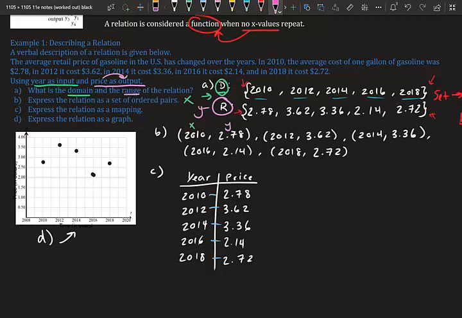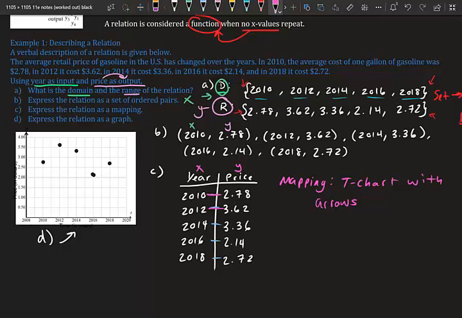To express this relation as a mapping, so part C, mapping is a T-chart. It's a T-chart with arrows. So the reason why we draw the arrows is to make it known that 2010 goes with 2.78, 2012 goes to 3.62, and so on. So this was our X, this was our Y.